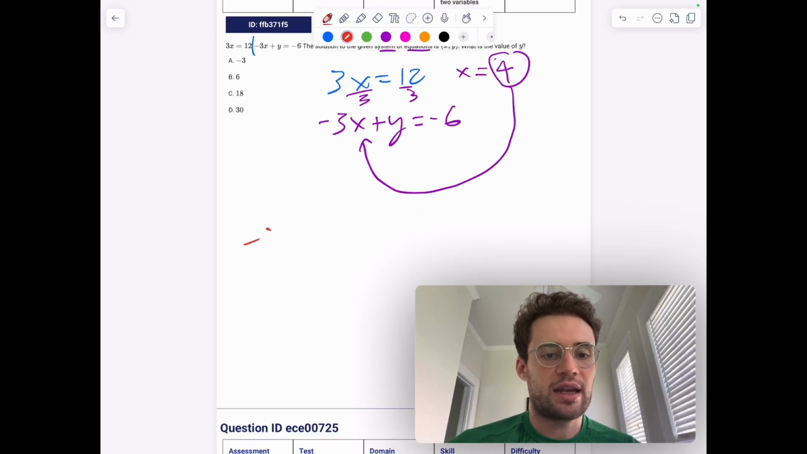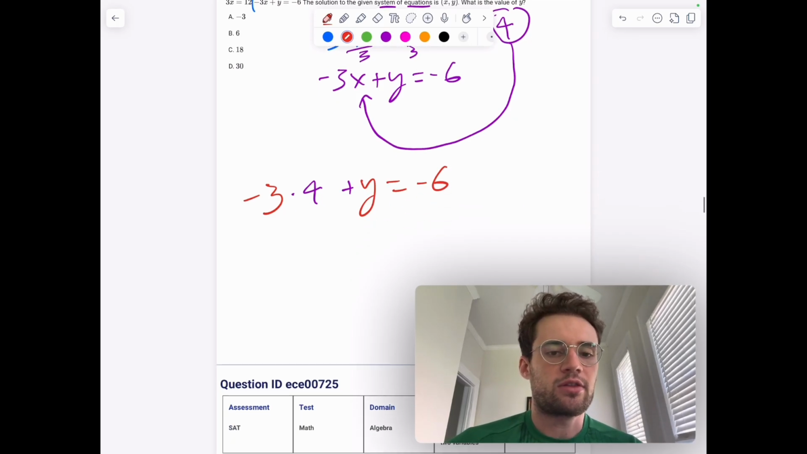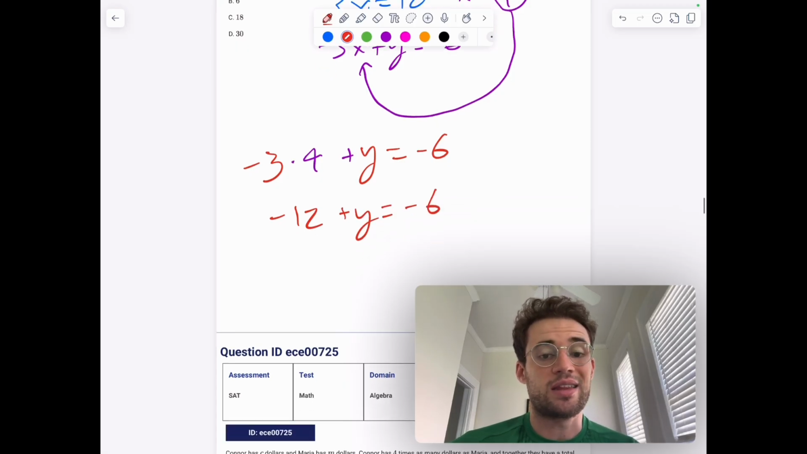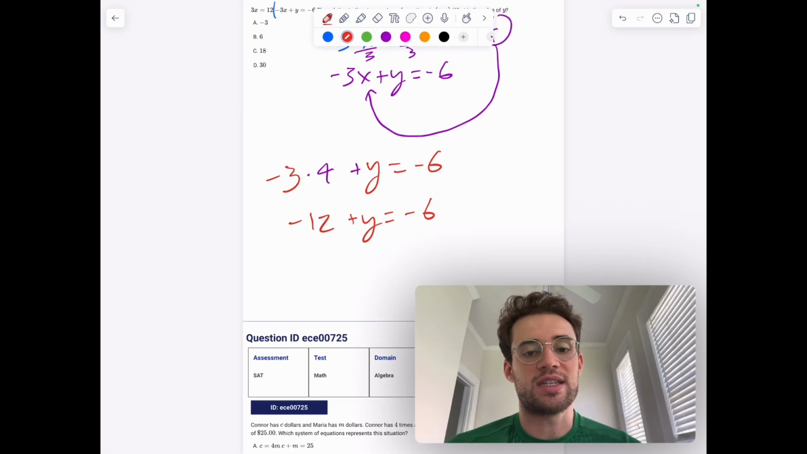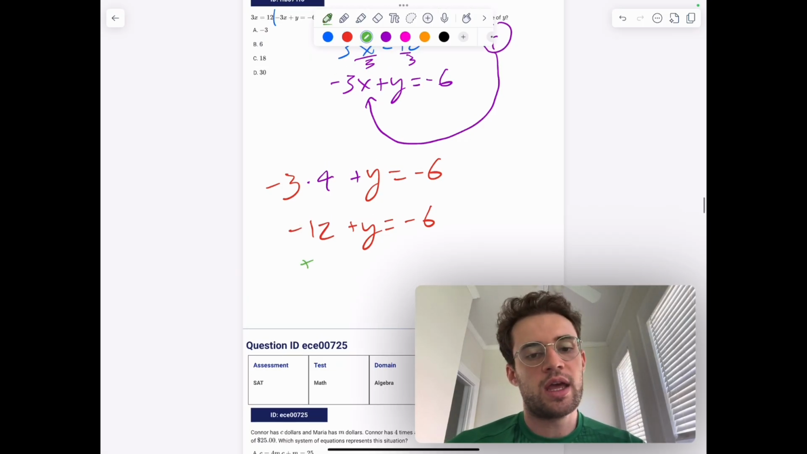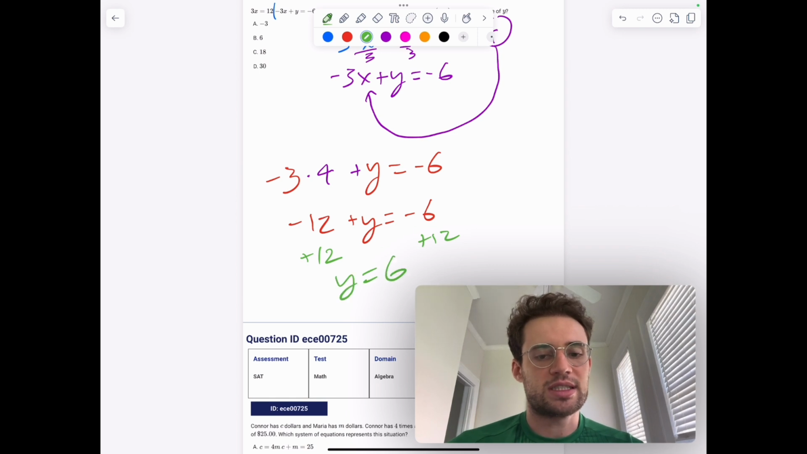That gives us negative 3 times 4 plus y equals negative 6. Negative 3 times 4 is negative 12. So negative 12 plus y equals negative 6. And you can think, what do you have to add to negative 12 to make it negative 6? That would be 6. Or just do the opposite of minus 12, or plus negative 12, which is adding positive 12 to both sides. We get y equals 6.